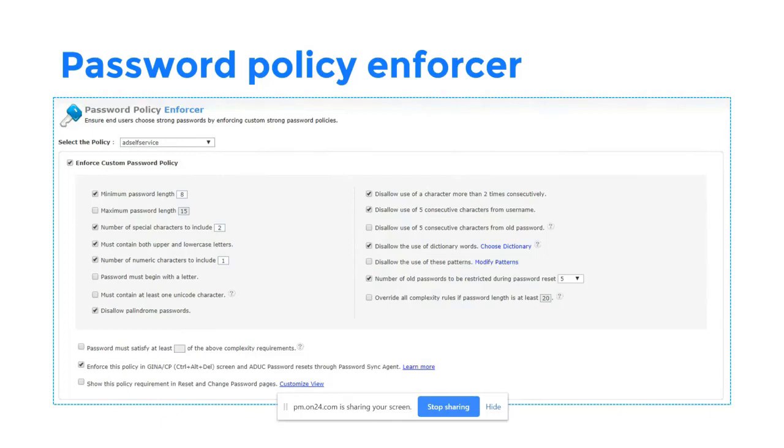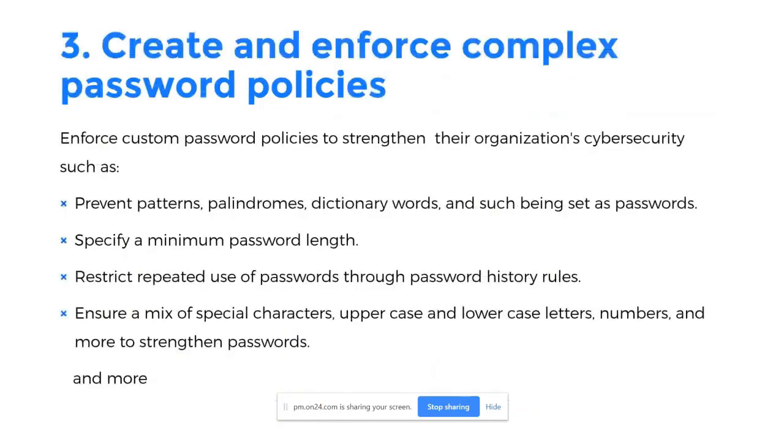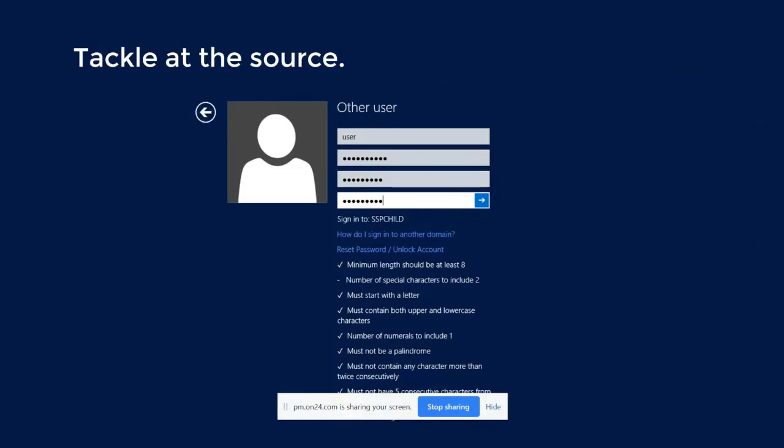And how do you do that? You enforce a policy that's strong enough, and at the same time make it accessible for the user. So restrict them from using repeated passwords, ensure that there's the right mix, prevent them from using patterns. And how do you do that? Make it usable. The most important challenge right here is not to set a strong password policy, but to make it usable and readily available for the user.